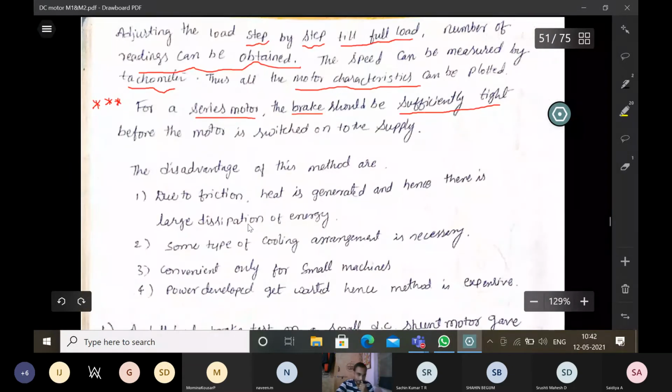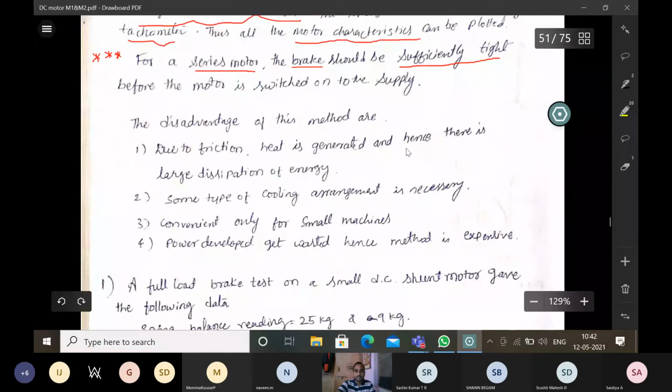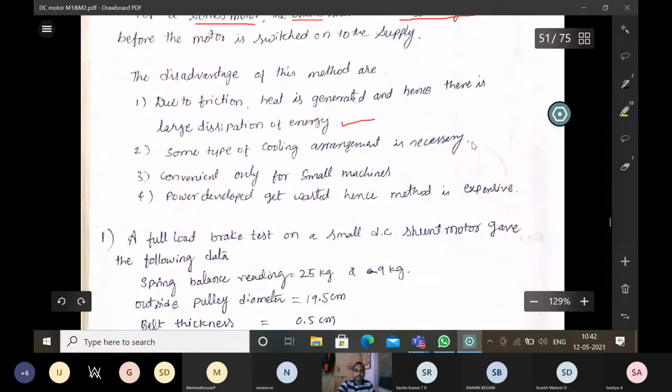Okay, and the disadvantages of this method are these. Due to friction, heat is generated and hence there is a large dissipation of energy, and some type of cooling arrangement is necessary. So at that time what we have to do is pour some water in the pulley, the brake drum. Okay, 1 liter or 2 liters of water we have to pour depending upon the motor size, so that whatever the belt is heated can be cooled by water cooling, or in some cases they have provided some draft fans.